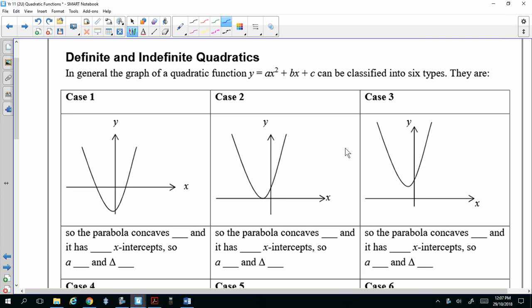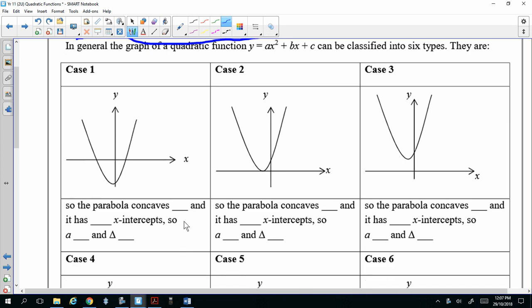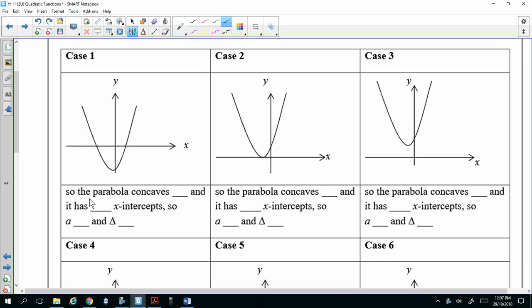About definite and indefinite quadratics. Okay, what does that mean? We're going to look at different cases. So let's look at the first case where the parabola crosses the x-axis. So the parabola concaves up and it has two x-intercepts.